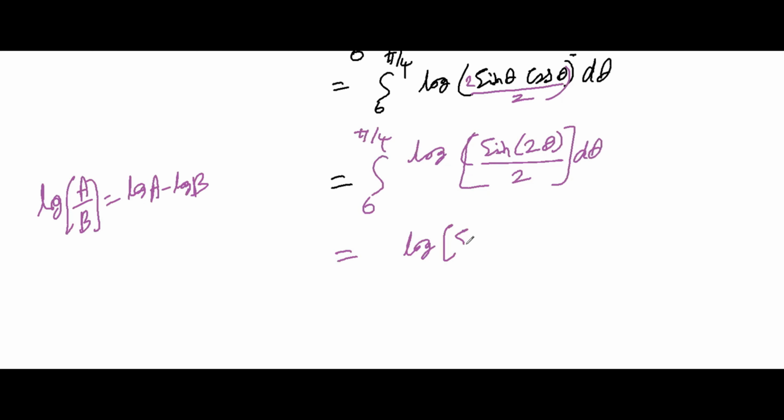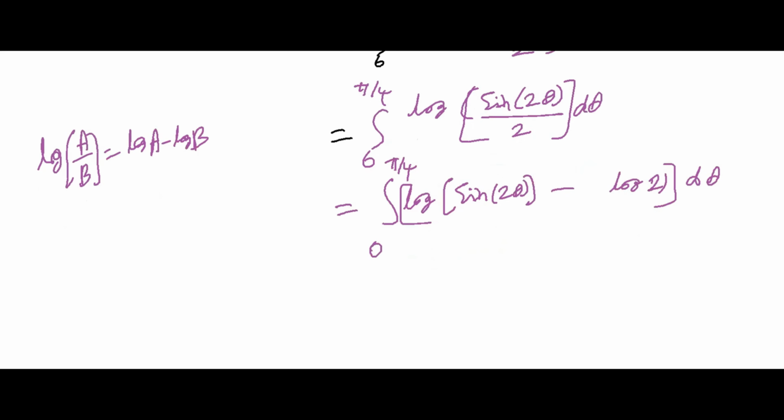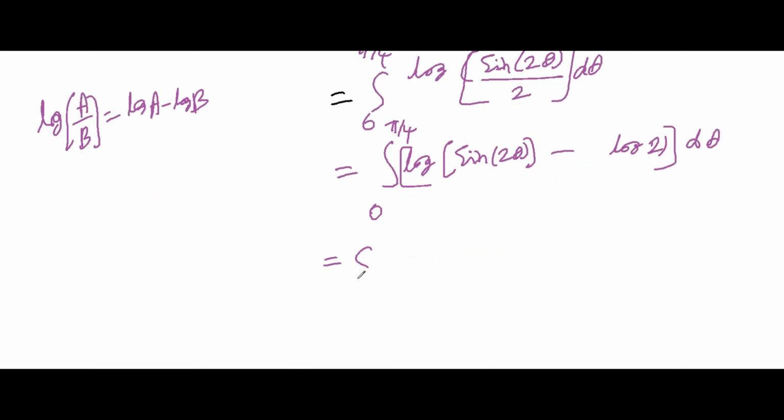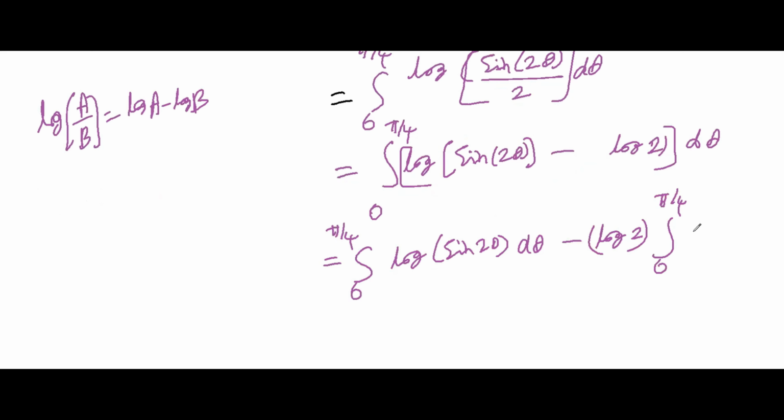So it will be log of sine of 2 theta minus log of 2. Okay, this limit will come 0 to pi by 4, and this entire thing will be d theta. Fine. Okay, now let's solve this separately. So here it is integration 0 to pi by 4 log of sine of 2 theta d theta, and here log 2 is constant, I have taken out. Integration 0 to pi by 4 log of 2 d theta.